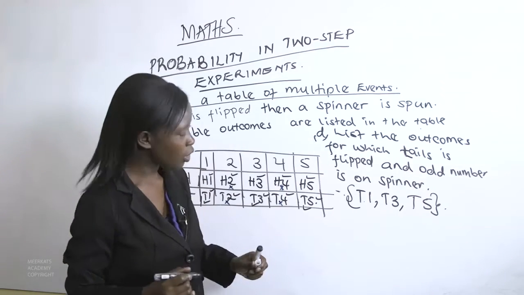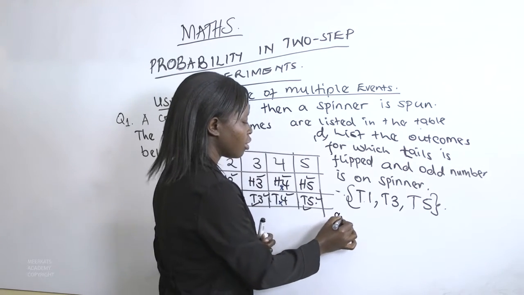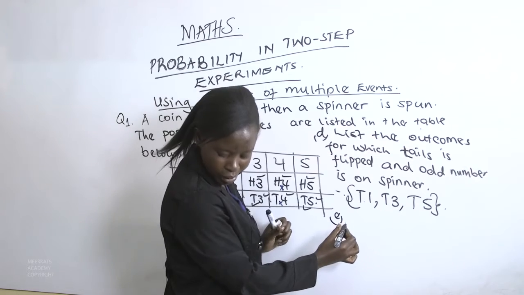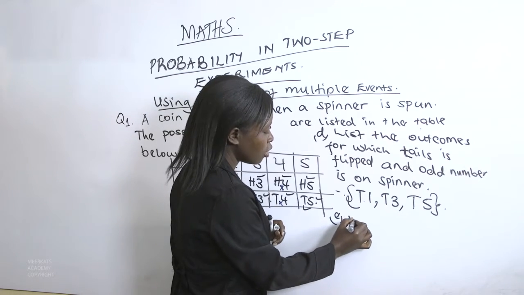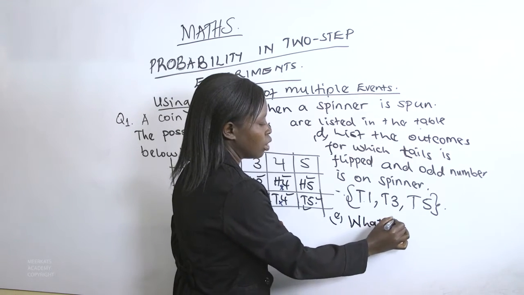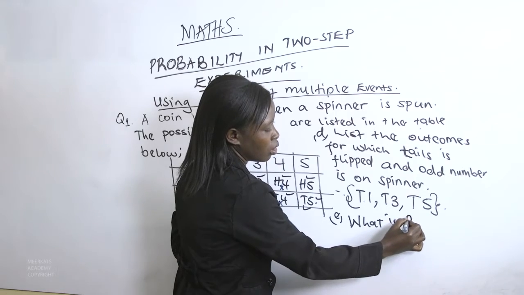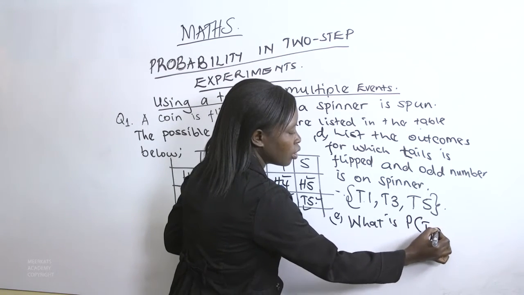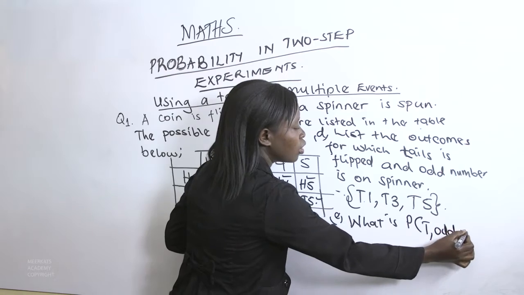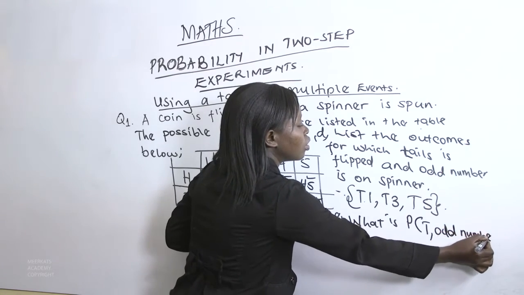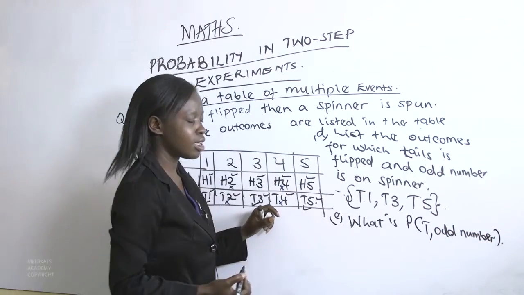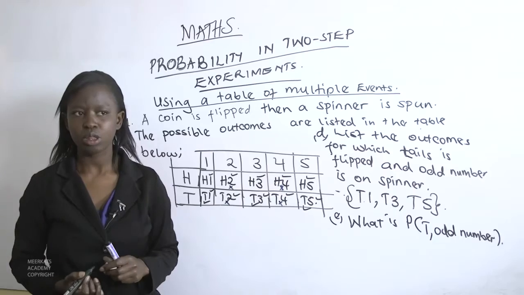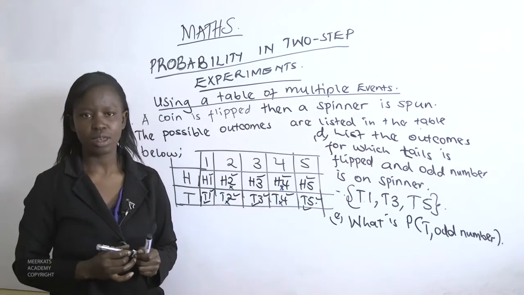Then the next question after that is to find the probability that a tail and an odd number will show on that given diagram.